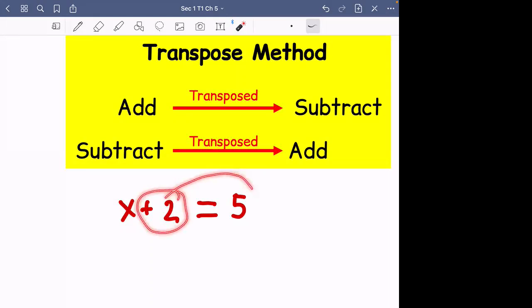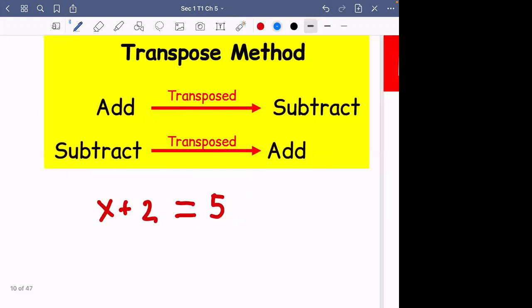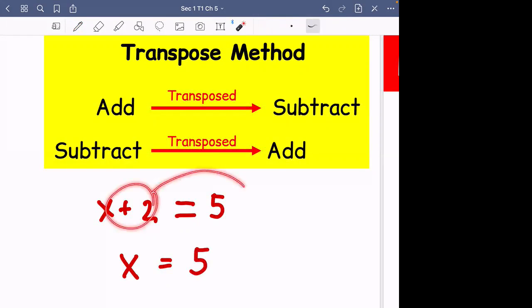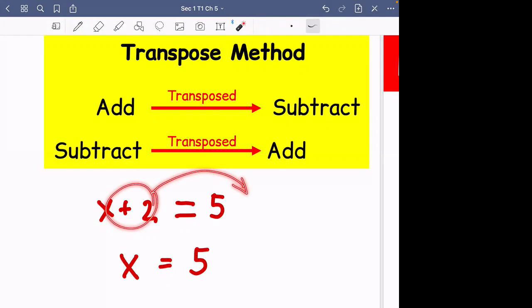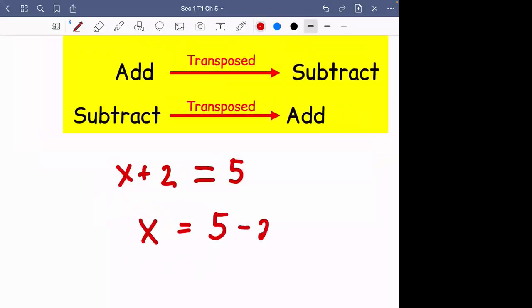Now if you transpose, since this is plus 2, remember this class. When you transpose, it changes its sign. So it becomes x equals 5. What happens to positive 2 if we transpose it to the right side? Anyone? What happens to plus 2? It becomes? x equals 5 minus 2. So it becomes 5 minus 2.